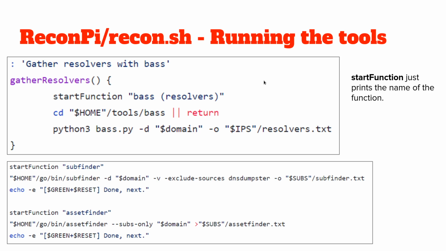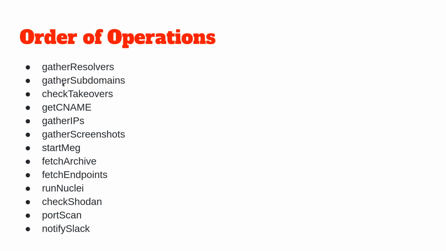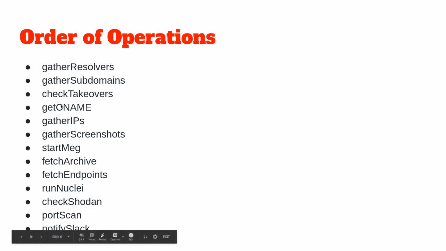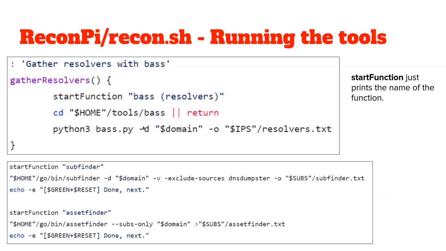And then there's a bunch of function names similar to the order of operations that I listed here. There's basically a function name for each of these that in turn calls all of the individual tools to gather the data for you. So gather resolvers prints a little message that says, hey, we're starting the gathering resolvers phase, and it'll run this tool, Bass or Base, I'm not sure how you're supposed to say it, and grabs any of the data and dumps it in ips/resolvers.txt as an example.